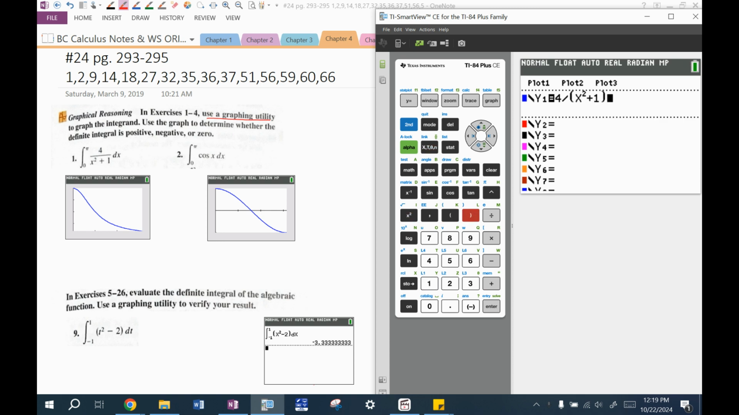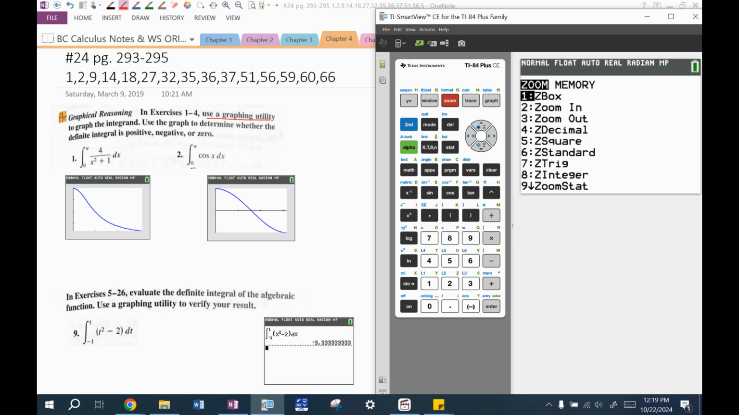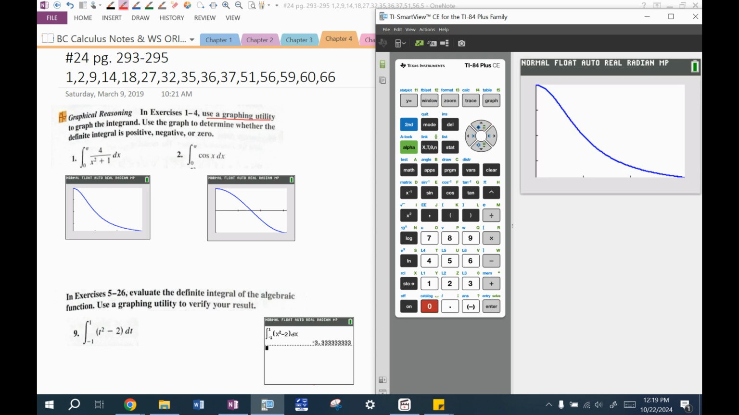plus 1, or remember alpha y equals gets you to the fraction key. Sometimes people get confused about parentheses. Either way, you need to graph this expression. I only want to look on 0 to pi, so I'm going to go to the window and set this to 0 to pi, and then I choose zoom fit, which is option 0. And that shows me just the section of interest.